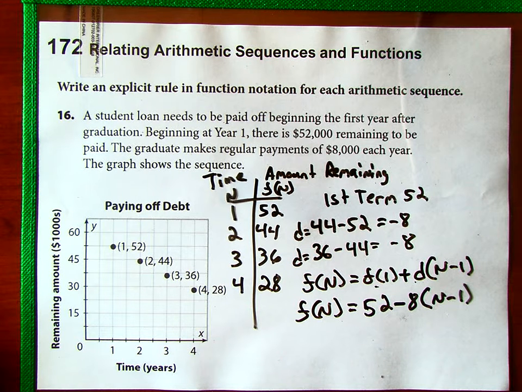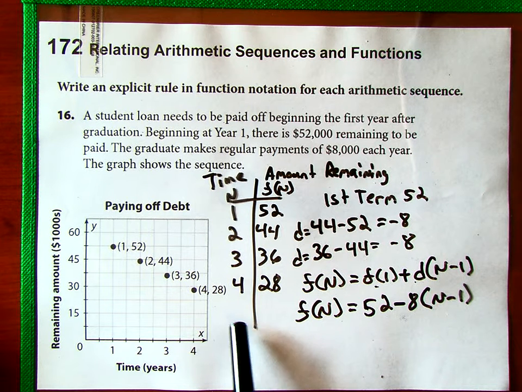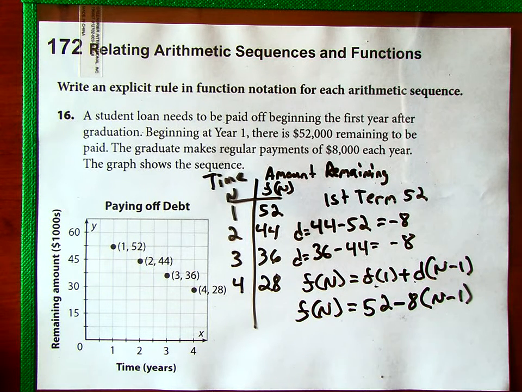And it's similar to a function in the sense that I could predict, if I know whichever year we're in, how much they've paid. So if it was 5 years, I would plug in 5 for n, subtract 1, multiply by negative 8, and then add 52. Or 10 years. So you can make predictions once you get the formula laid out here. But that is relating arithmetic sequences to functions.